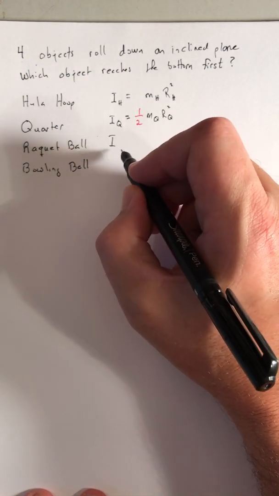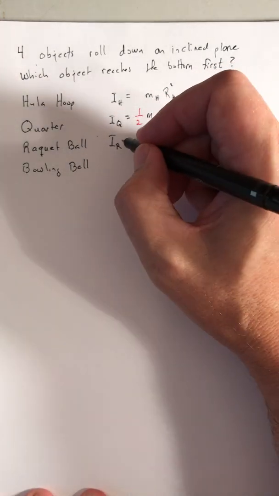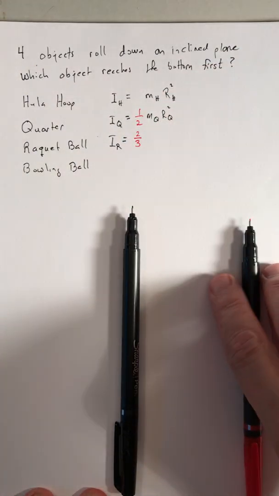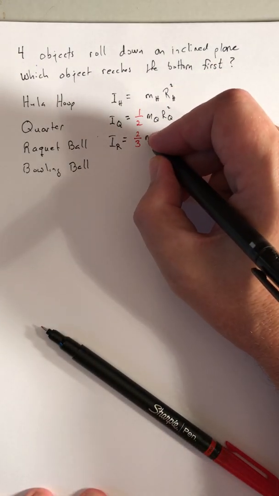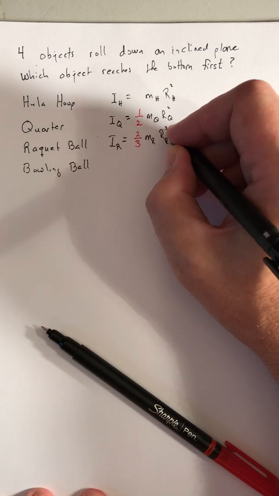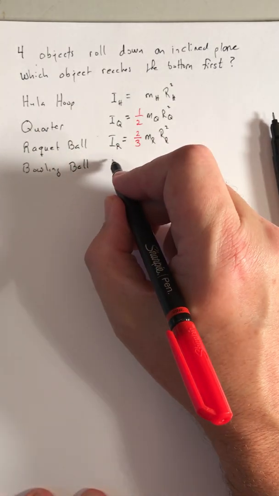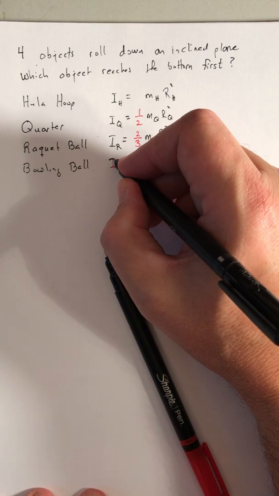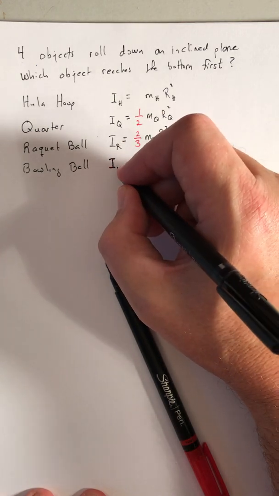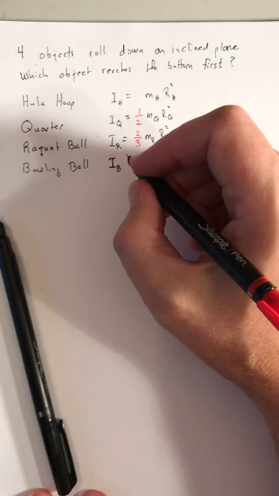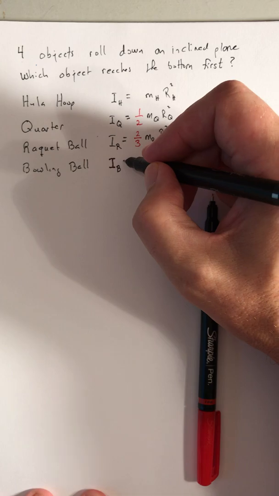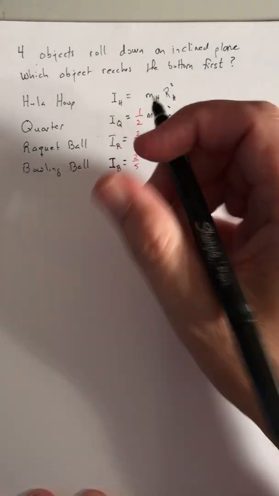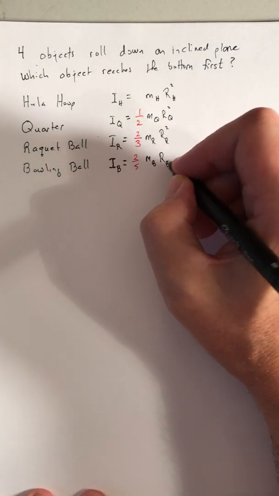A racquetball is hollow inside, so its rotational inertia goes as 2/3 times the mass of the racquetball times its radius squared. And for the bowling ball, except for the holes, unless you got a really fancy bowling ball with a liquid core or something, it's like a solid sphere. It's going to go as 2/5 times the mass of the bowling ball times the radius of the bowling ball squared.